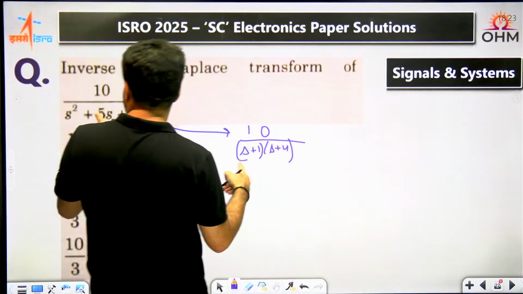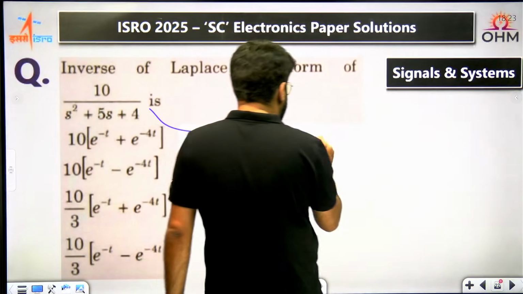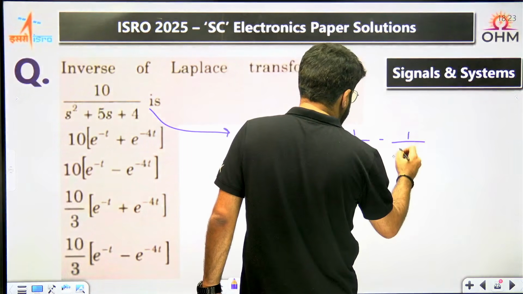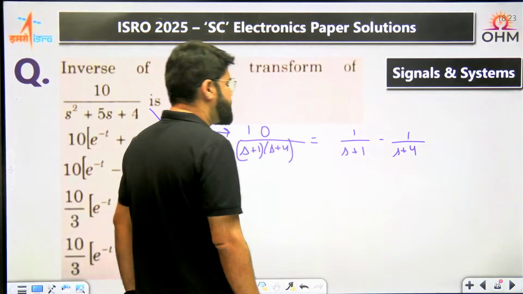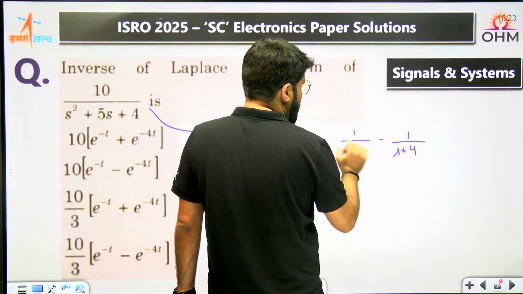Okay, 1 plus 4 will give 5, 1 into 4 will give you 4. Now I'll split it into partial fractions. If I directly want to split it, because the numerator is constant, I'll directly try by subtraction: 1 upon s plus 1 minus 1 upon s plus 4. The s and s cancel, 4 minus 1, 3 will be left.